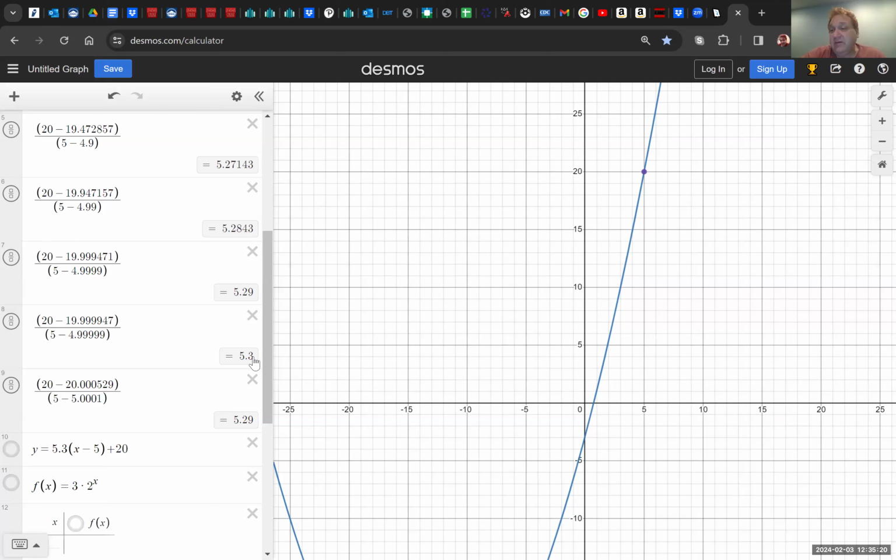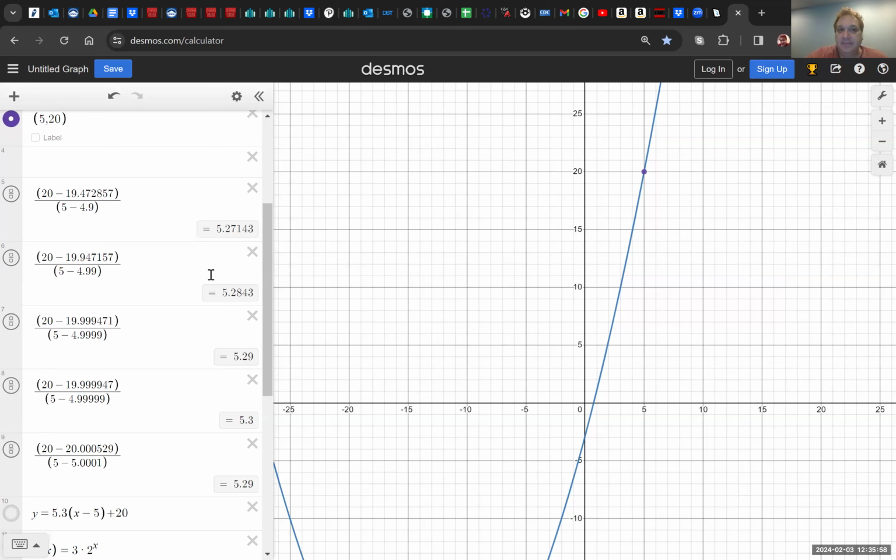At some point, these online calculators, well, all calculators, in fact, will have to start rounding things because they can't show you an infinite number of zeros. This calculation, if you think about it, is not exactly equal to 5.3. It's very close to 5.3, right? So it's rounding at some point, but we can really get an idea that as we get closer and closer to 5, 4.9, 4.99, 4.999, the slope value, the instantaneous rate of change estimate, is getting closer and closer to 5.3. So that's how we're going to estimate it using a graph or a table in this case.